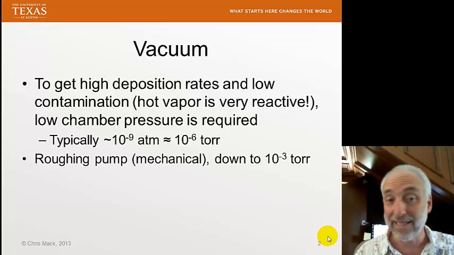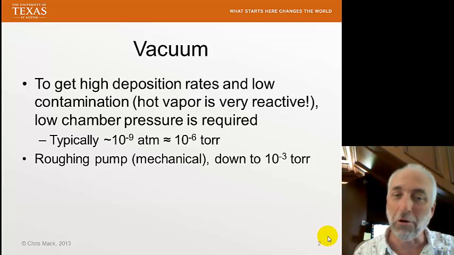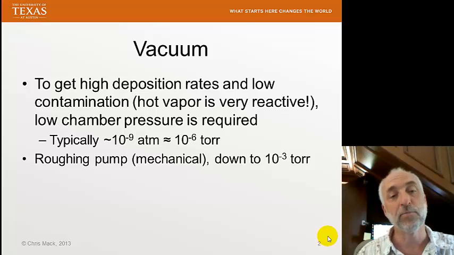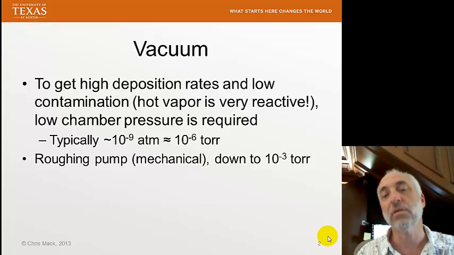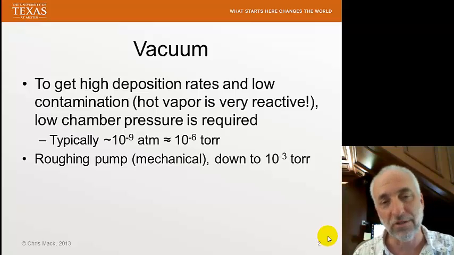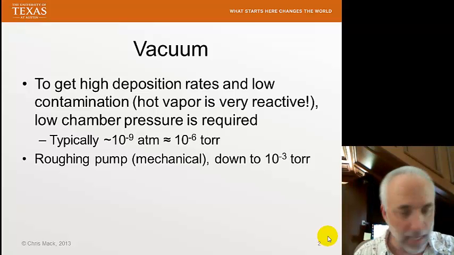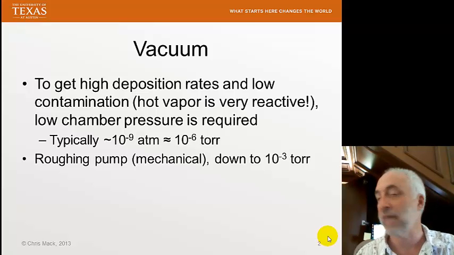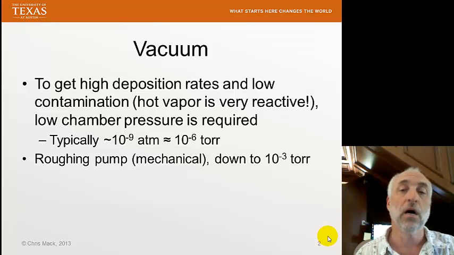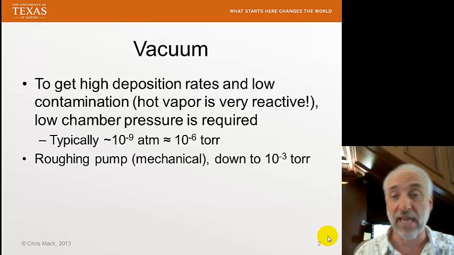To get this kind of high vacuum, low pressures we call a high vacuum, we need to do it in two stages. We begin with a roughing pump. This is a mechanical pump that starts at atmospheric pressure and mechanically pumps out and removes as much of the gas as possible. With a roughing pump, we can get down to the 10 to the minus 2 torr range, 10 to the minus 3 torr maybe, but not as high a vacuum as we'd like.